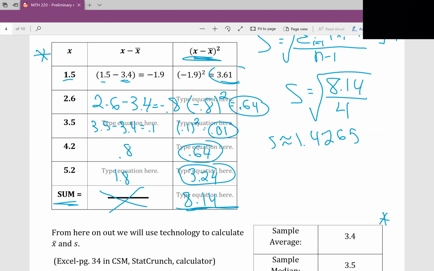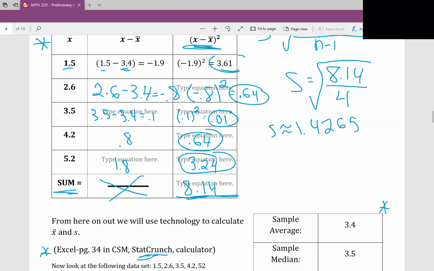If you would like, you could look at how to do it on Excel and page 34 of your case study manual. I will talk about Stat Crunch. That is something that my Stat Lab, your homework website, has to offer. And I'll post a video about the calculator.